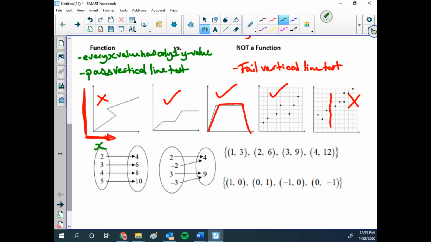Okay, so let's go down and look at the ones that I have left here. So the first one is an arrow diagram. You can look at this two ways. If arrow diagrams are a little bit confusing for you, you could either take those, write them as ordered pairs, or you can just do a sketch.